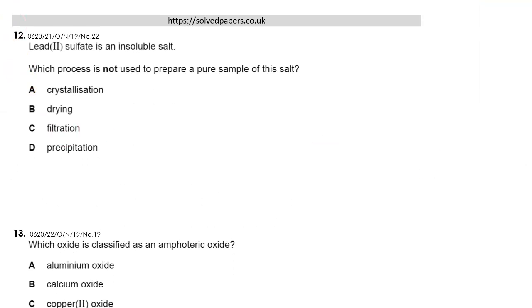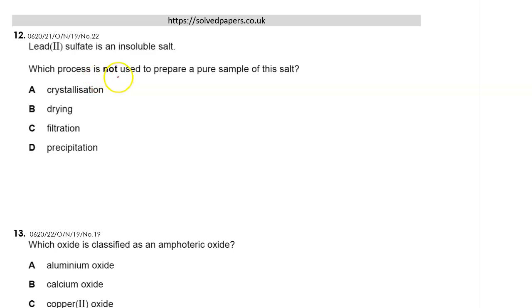Number 12 is from variant 2.1, and this was question number 22. Lead 2 sulfate is an insoluble salt. Of course, it does not dissolve. I hope you know the other insoluble salts, like the chloride: silver halogen salts are insoluble. Silver chloride, silver bromide, silver iodide are insoluble. Barium sulfate is also insoluble. And the other one is calcium what? There's another salt of calcium that is not calcium sulfate.